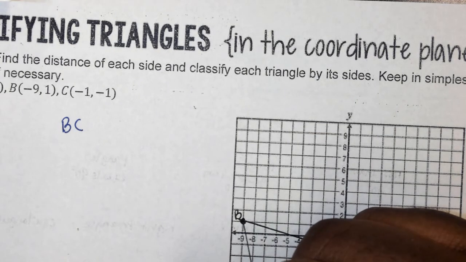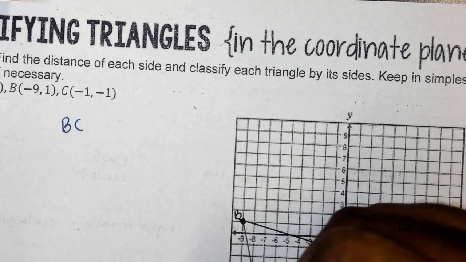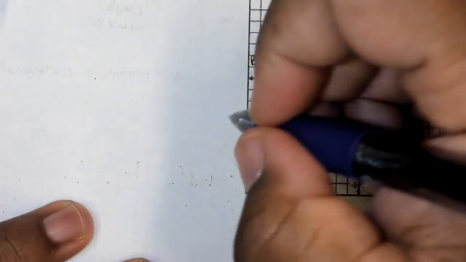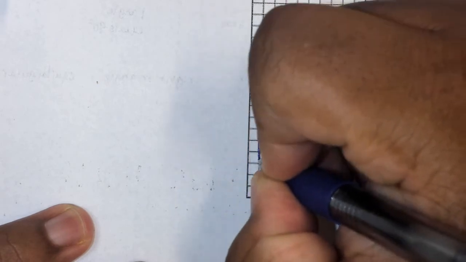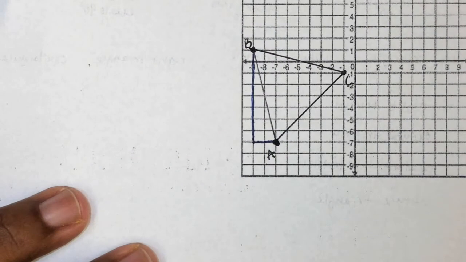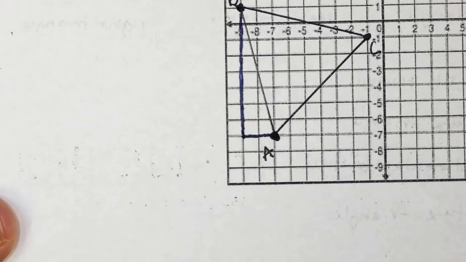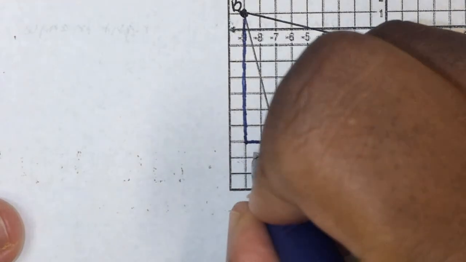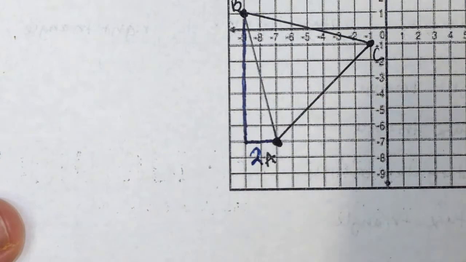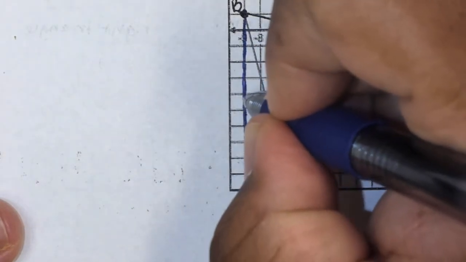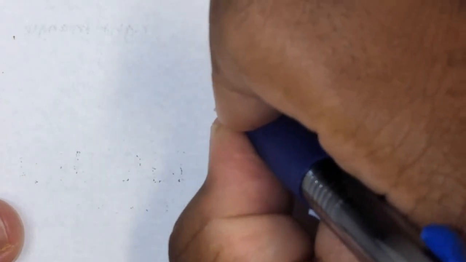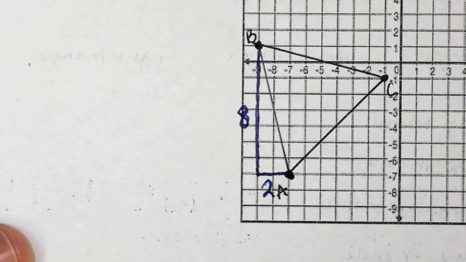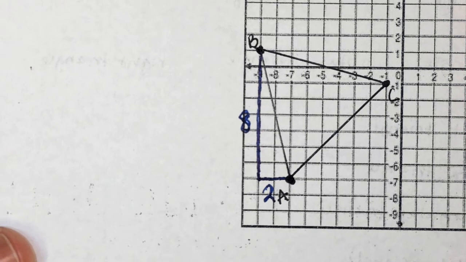AB first. I'm going to make my right triangle on the outside. I'm counting my horizontal and my vertical. Horizontal is 2. Vertical is 1, 2, 3, 4, 5, 6, 7, 8. Thank you. So that's for that one. I should have color coded the stuff I was supposed to find. I'm gonna color code these.